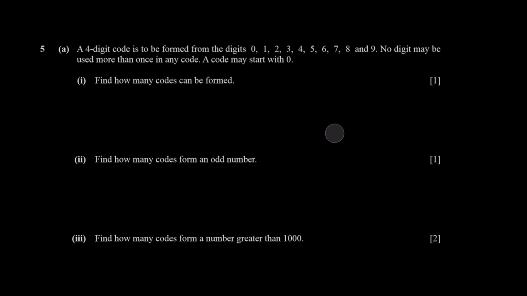Now then, we want to form a 4-digit code. How many digits have we got to choose from? We've got 10 digits here, 0, 1, all the way up to 9. How many digits do we want to choose? We want to choose 4. So we are arranging 4 digits taken from 10 digits, and so that is going to be 10P4. If I put that into my calculator, I'm going to get 5040.